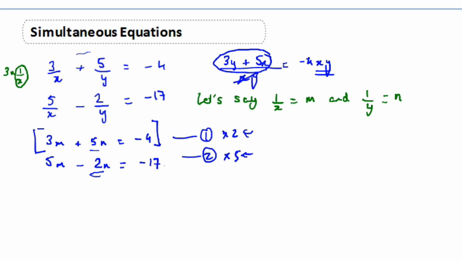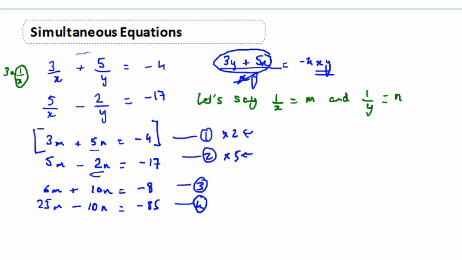So when I do that, 3m times 2 becomes 6m, and 5n times 2 becomes 10n, is equal to negative 4 times 2, which becomes negative 8. And the second equation, I multiply them, so 5m times 5 becomes 25m, 5 times 2n becomes negative 10n, and negative 17 times 5 becomes negative 85. And then I just add these two equations.